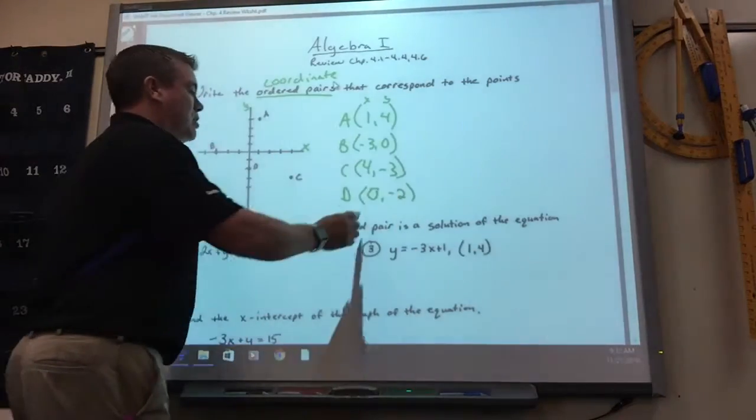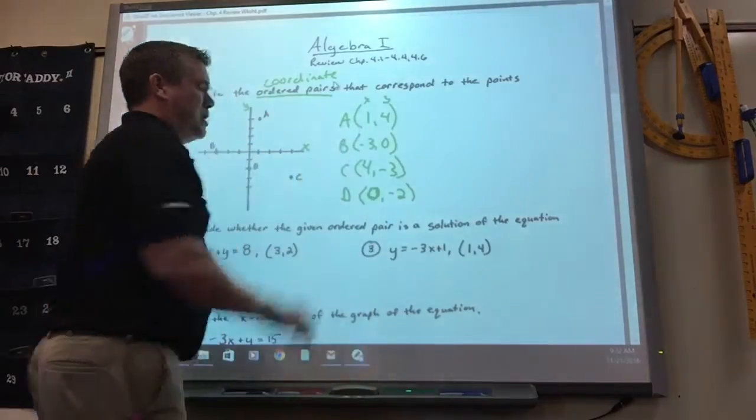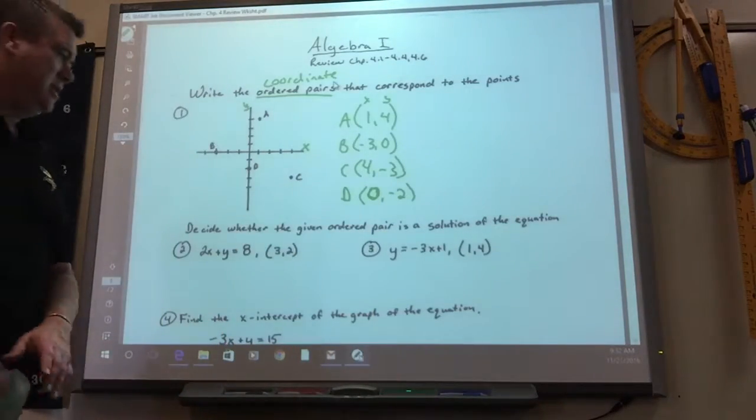So remember, anytime you're doing a coordinate, make sure you remember to put parentheses around it, otherwise you get a point taken off.